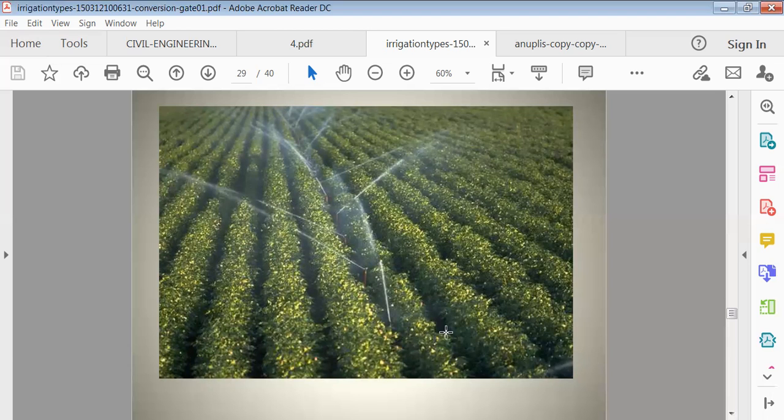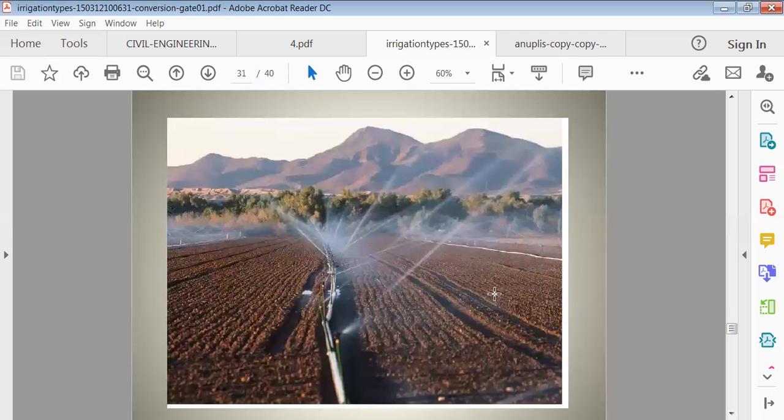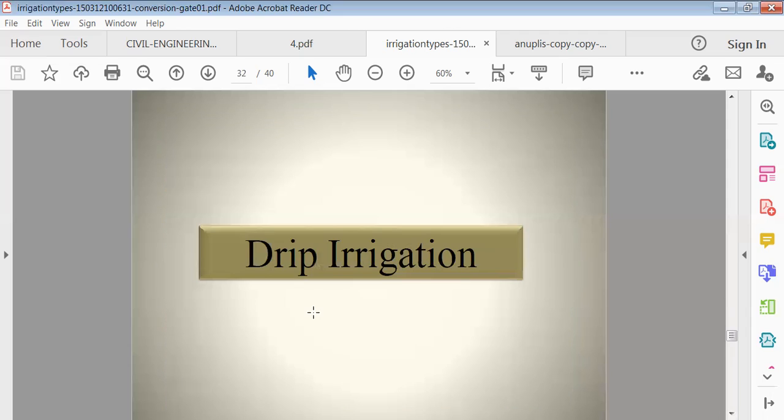So this is the sprinkler method. We have all seen this, especially in the lawns. Eventually it rotates and distributes the water throughout. Again, this is a form of sprinkler irrigation.